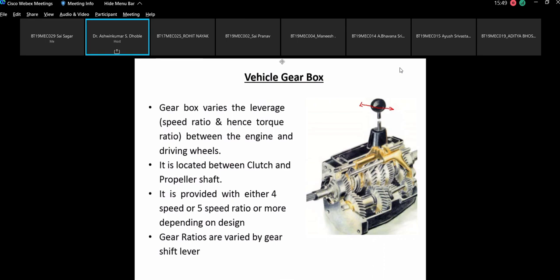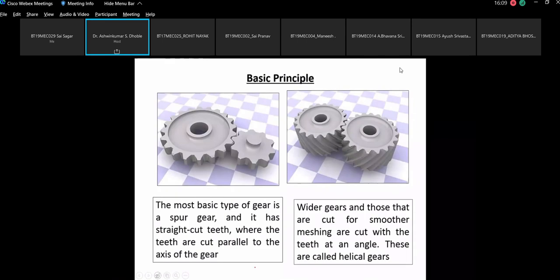Right now this is the vehicle gearbox where you have the gears mounted inside. There is a gear train, and we are going to see how the power is transmitted, exactly what happens when you shift to the first gear, second gear, third gear. All those configurations we have to draw. Now the next slide says the types of gears which are used in the gearbox. The most basic type of gear is the spur gear.